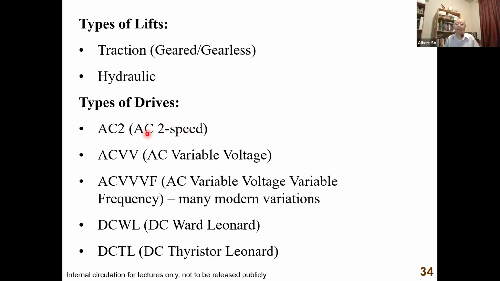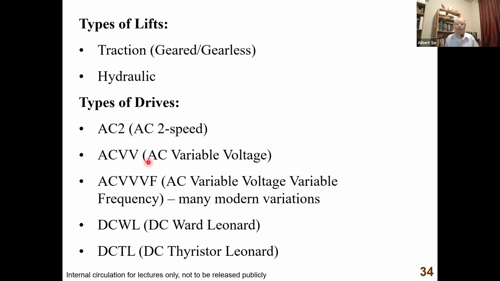So it's called AC2, AC two speed. And then later we vary the voltage. It's called AC variable voltage, so it's called ACVV drive. And then by the late 70s, early 80s, or mid 80s, we start to have ACVVF, variable voltage, variable frequency. By mid 80s we start to have it, but not yet common. ACVVF starts to be very common by the 90s.